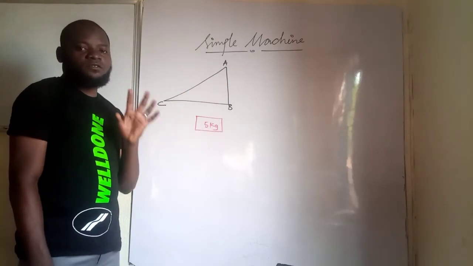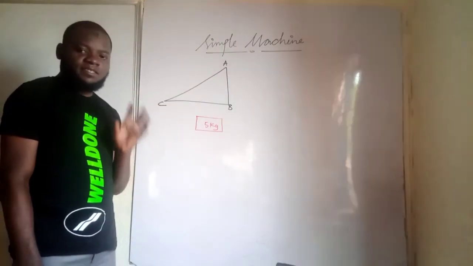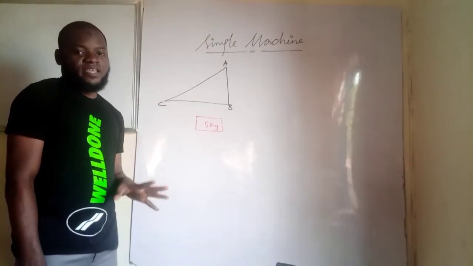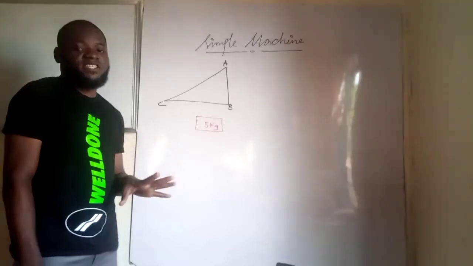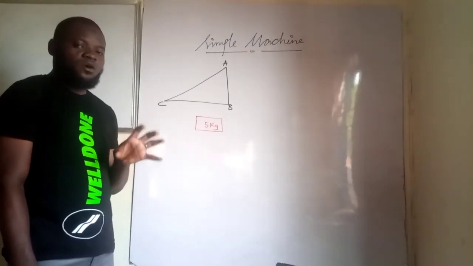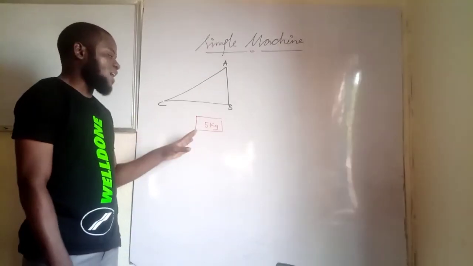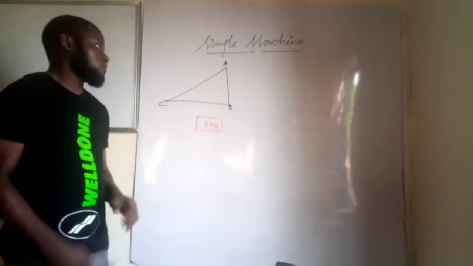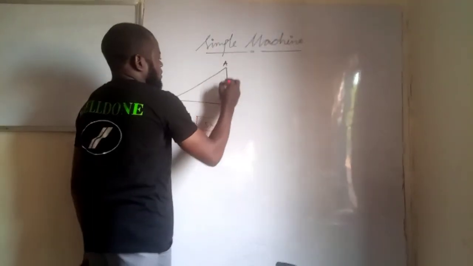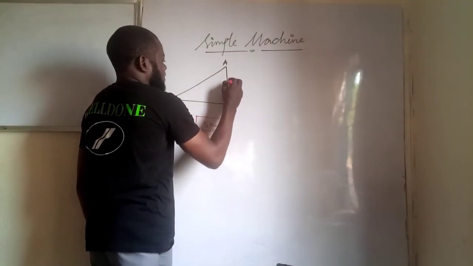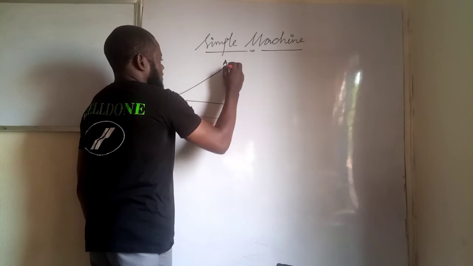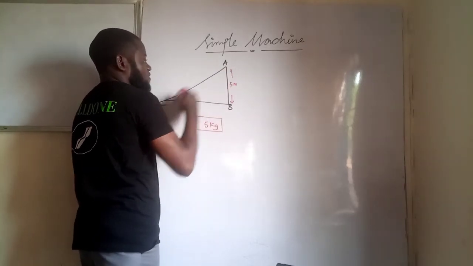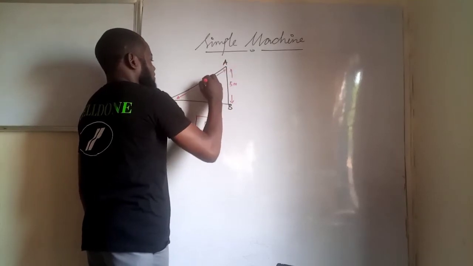Now, a machine is a device that makes us do work easily. Are you getting this now? That is, you do work conveniently. And for you to do work conveniently, it means you are applying a lesser force in doing that job. Cool. Now, if I call this point here 5 meters, that is, the height of this inclined plane is 5 meters, and I call the distance from C to A 10 meters.